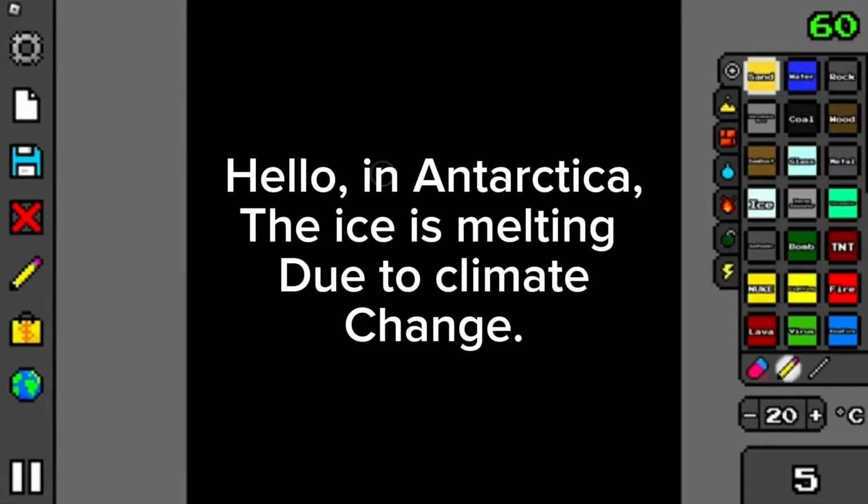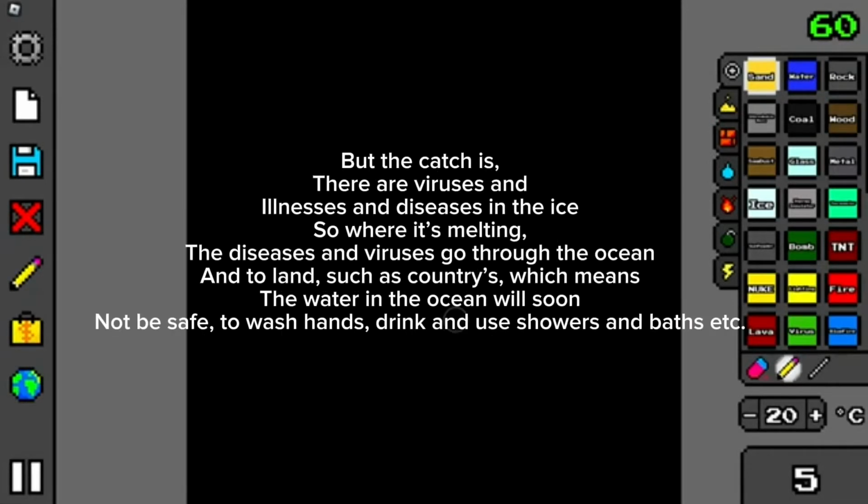Hello, in Antarctica, the ice is melting due to climate change. But the catch is, there are viruses and illnesses and diseases in the ice. So where it's melting, the diseases and viruses go through the ocean and to land, such as countries, which means the water in the ocean will soon not be safe to wash hands, drink, and use showers and baths, etc.